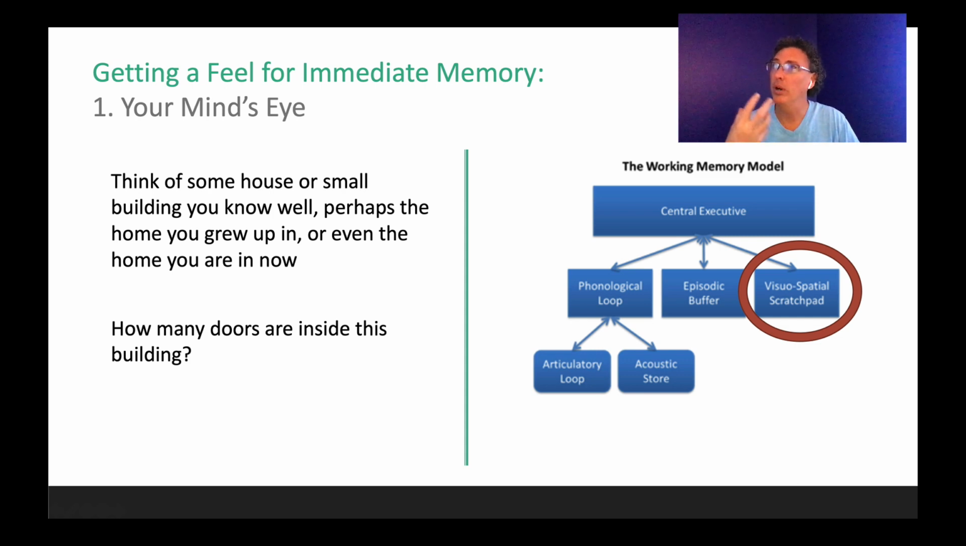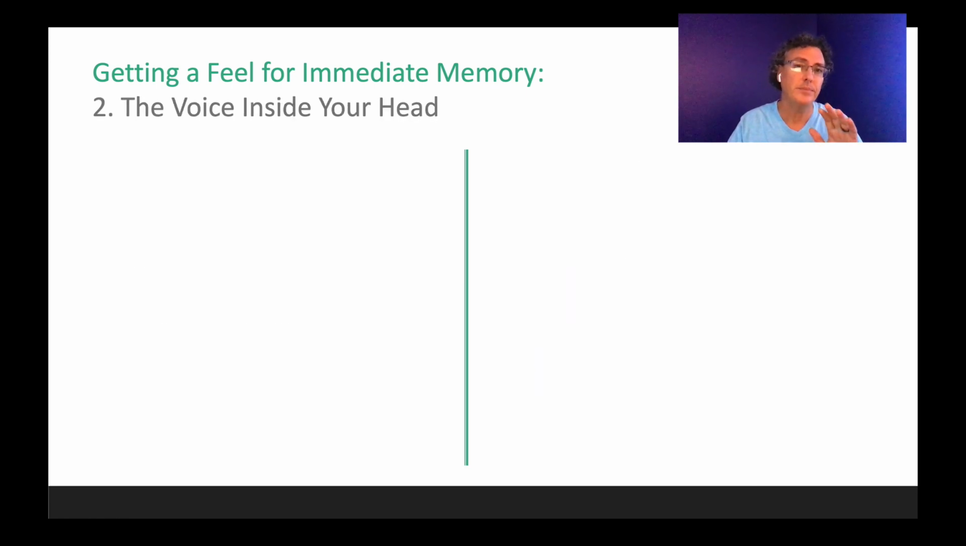Again, to solve a problem like that, we use imagery. And so that's one of the things available to us. As you'll see, often we combine these things. So I'm just trying to walk you through. So let's just go with that one for now. Visual spatial scratchpad. Cool. Now, what about the voice inside your head?